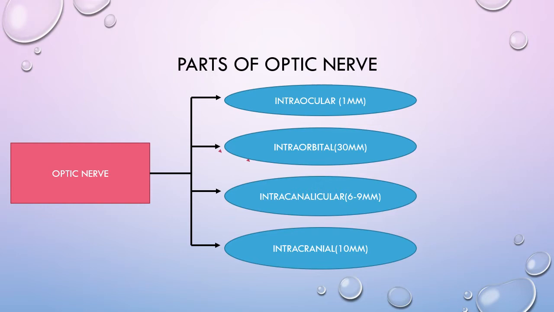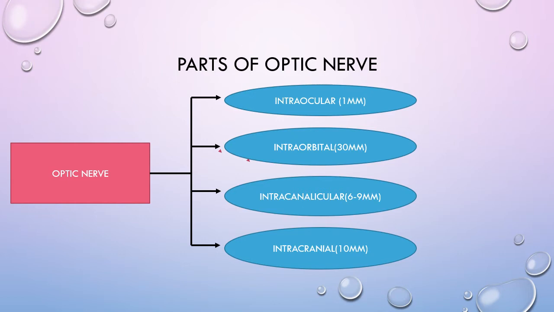Now, what are the parts of the optic nerve? Optic nerve is divided into following parts. 1 millimeter is intraocular part. Intraocular part is also known as papilla or the optic disc, and this portion of the optic nerve is visible while doing fundoscopy. It is 1 millimeter. Intraocular part continues as intraorbital part. It is 30 millimeter in length. So intraorbital is the course of the optic nerve in the orbit.